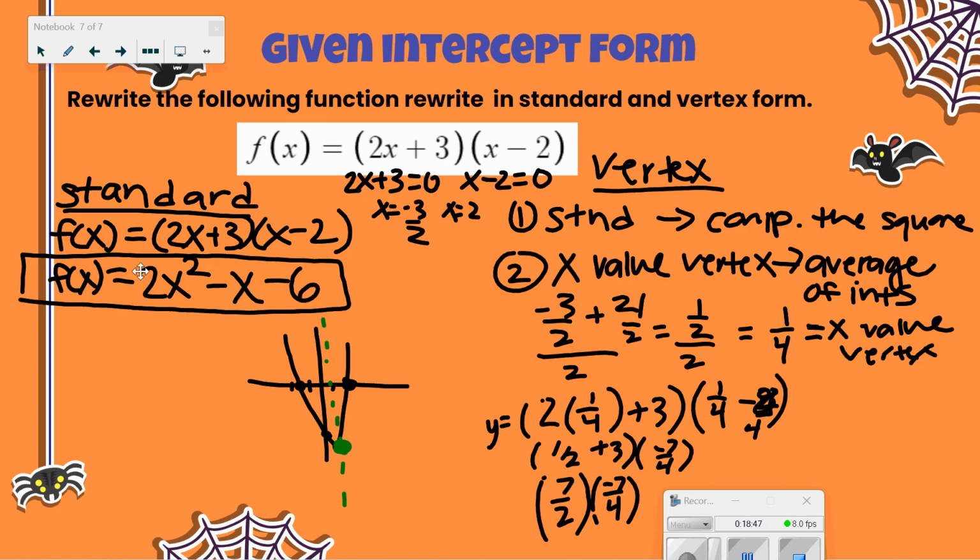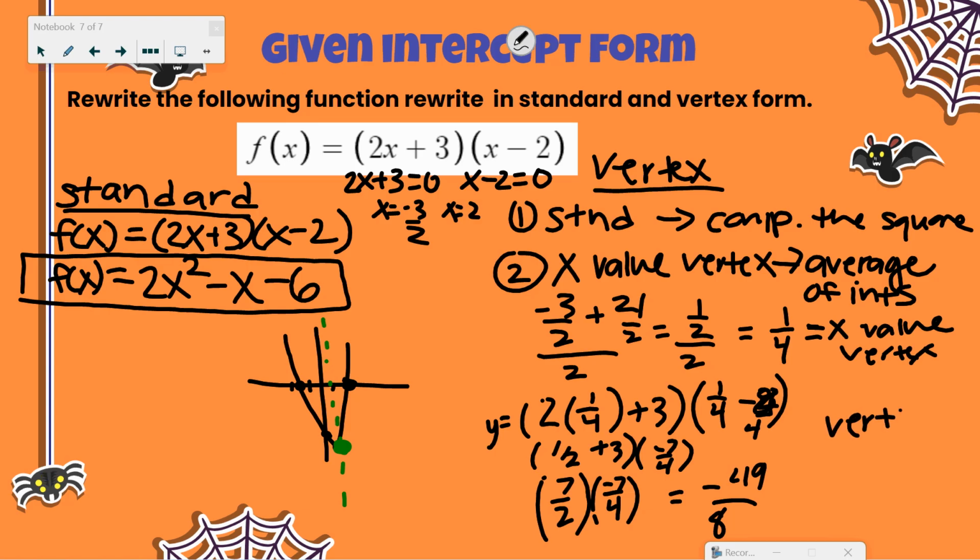So that means your y value for your vertex is located where? How do you multiply those two fractions together? Just multiply the numerators together, which would give you -49, and your denominator would give you 8. So what do I know my vertex would be at? 1/4, comma, -49/8.